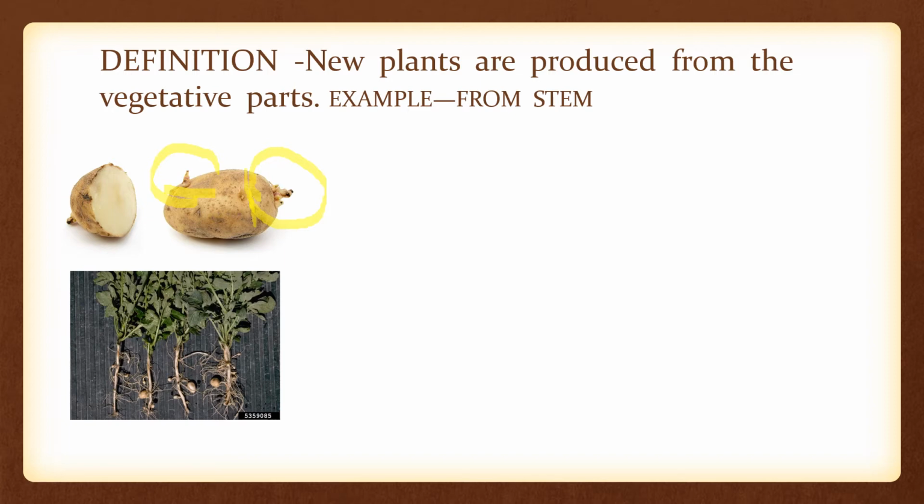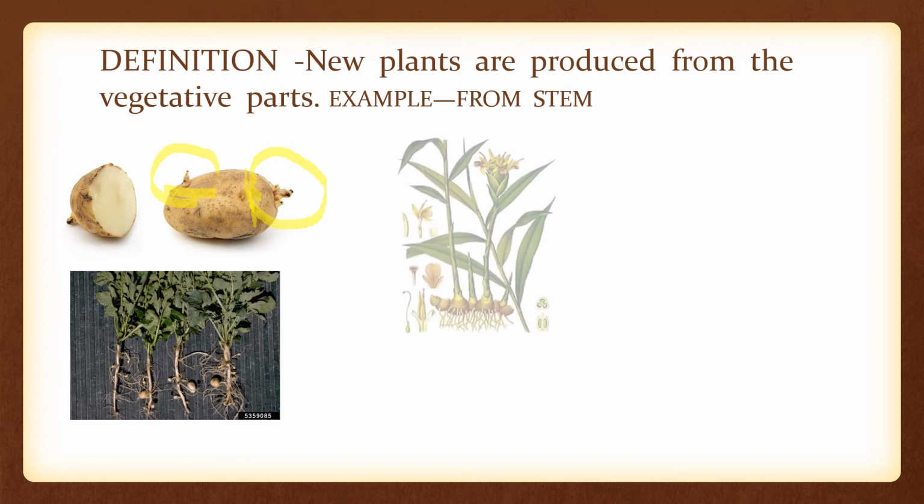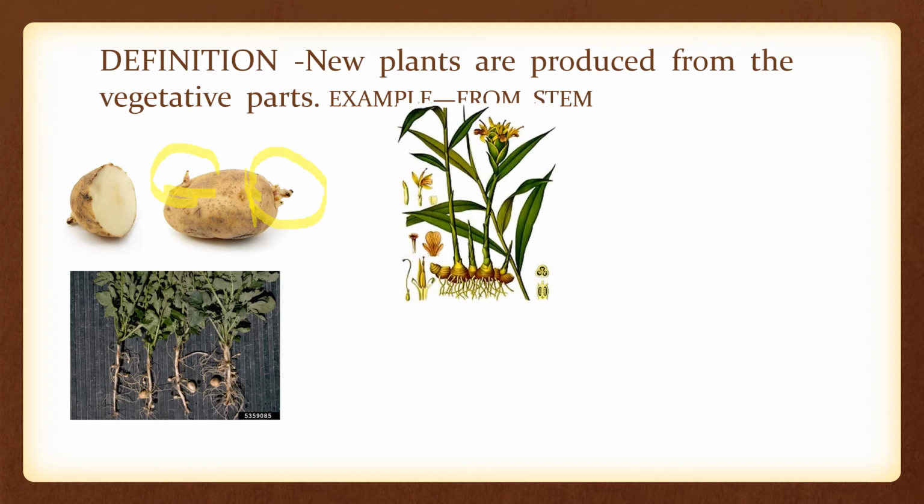Now, move on to the next picture. What is that? Let us watch. This is ginger. Another example of vegetative propagation by stem is ginger. Ginger, even turmeric, also produce new plants by vegetative propagation. In the case of ginger and turmeric, see there, this is what is called a rhizome.